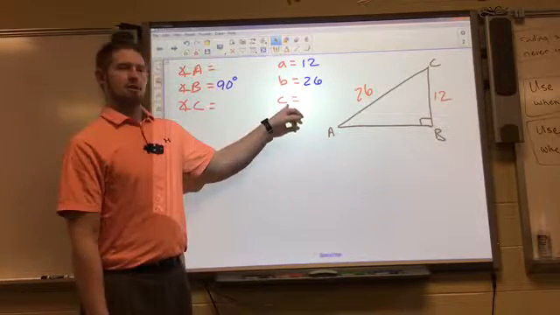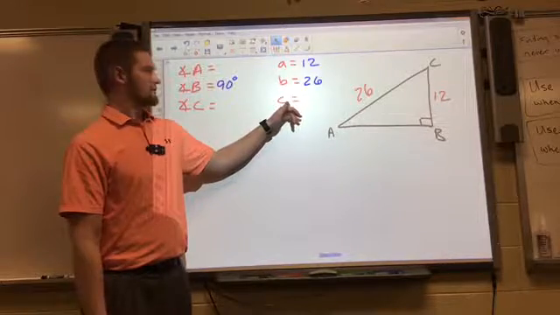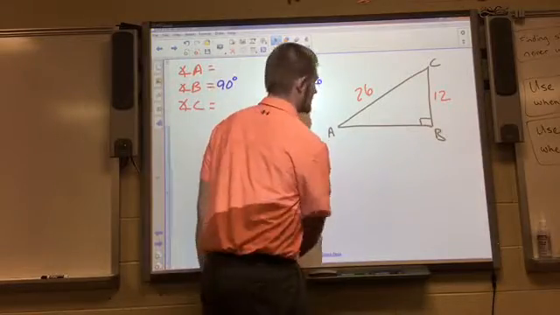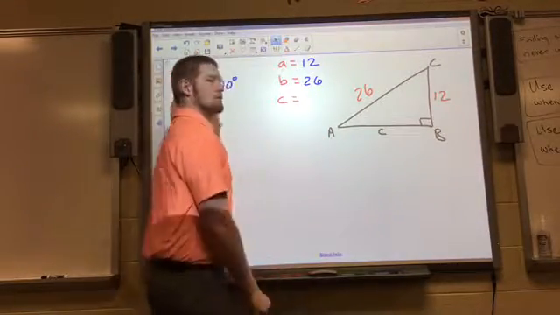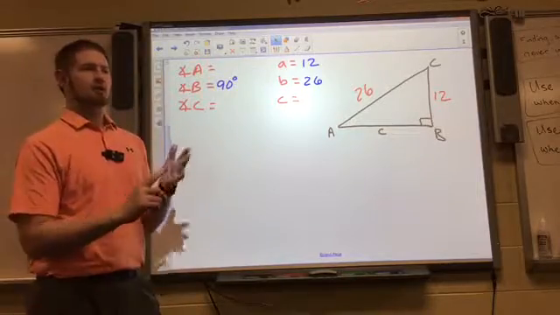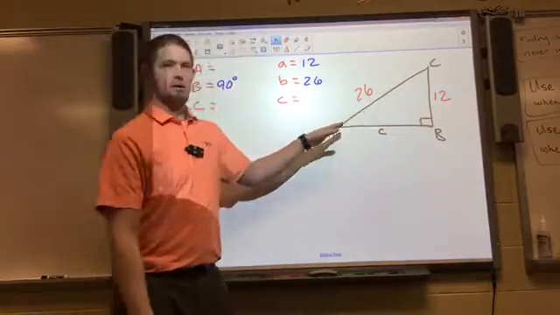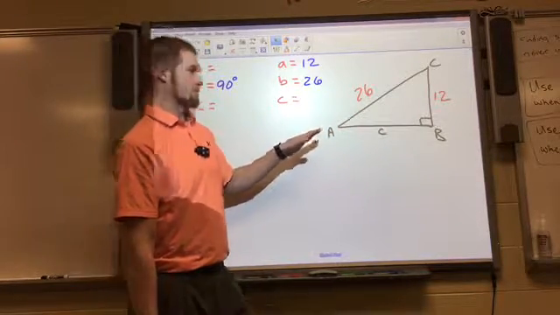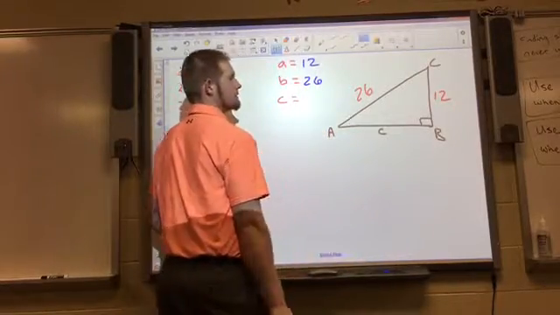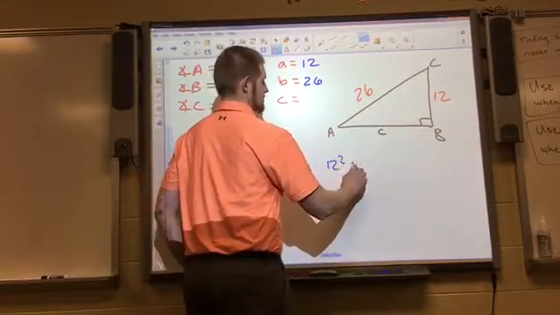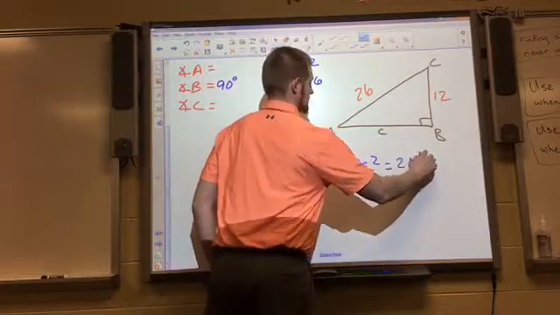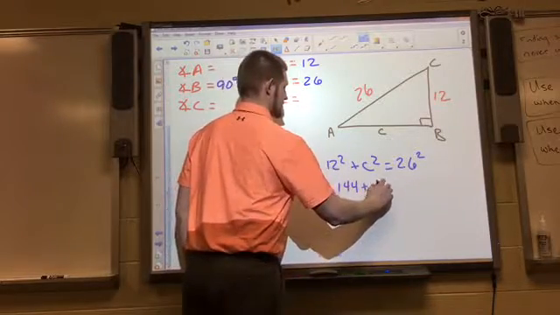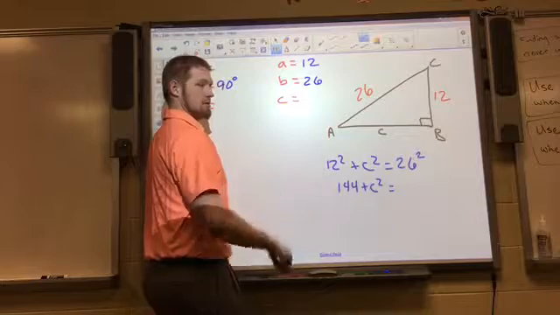Let's go ahead and find C, because I think to most of us that's going to be the easiest. How do I find C? Side C. How do I find this missing side? Now, can I use sine, cosine, tangent if I don't know these angles? No. Taylor? Set it up for me then. Good. 12 squared is 144 plus c squared equals, I don't know that one.